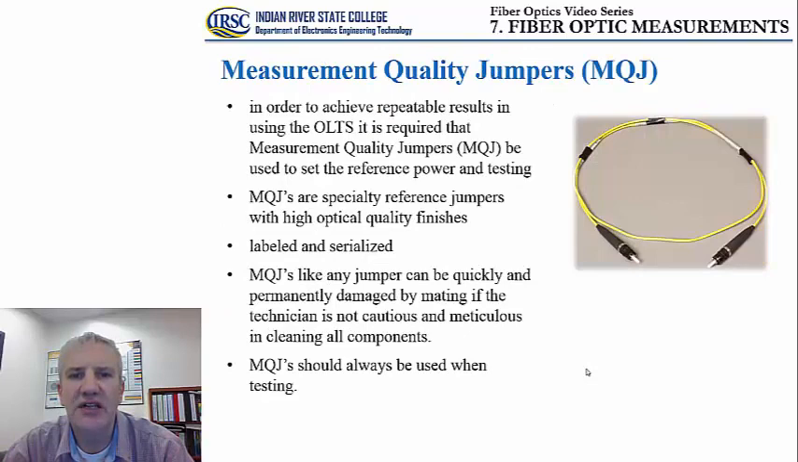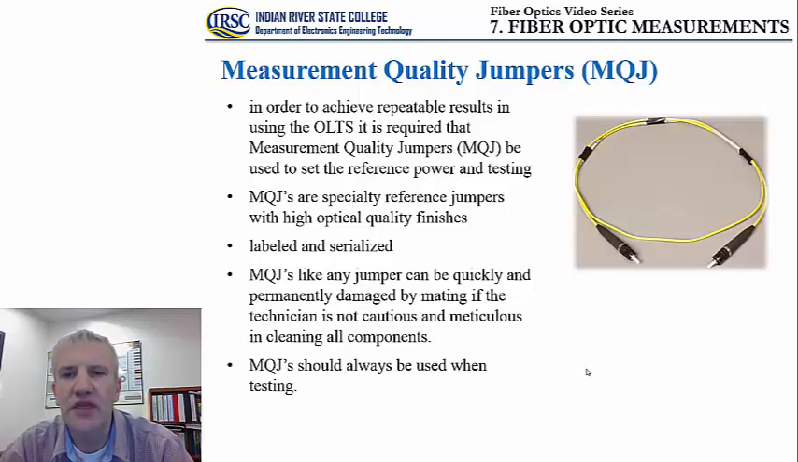In order to achieve repeatable results and proper measurements using OLTS, it's required to use a certain type of test cables. Usually so-called MQJs or measurement quality jumpers are used. These types of cables are specialty reference cables that are pre-made by the manufacturer. They are labeled and serialized, and if you look at them, they look like any jumper, but they have to meet certain standards during the manufacture as far as their loss is concerned, etc. It's very important to properly maintain these types of test cables, because they can be quickly and permanently damaged by mating and demating if the technician is not cautious and meticulous in cleaning and maintaining them.